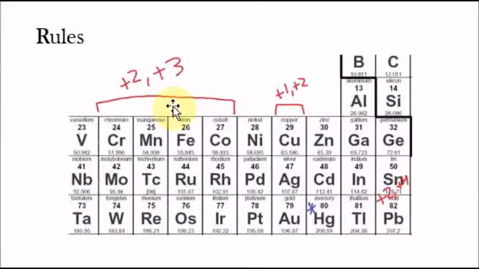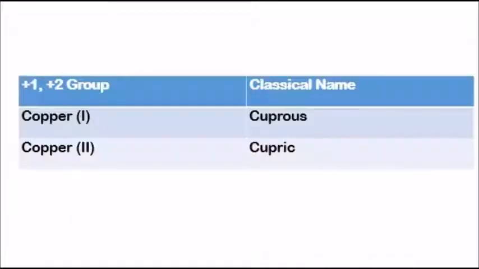That's the first group. Now for copper, copper in a compound can either have a +1 or a +2 oxidation state. So copper 1, the classical name is cuprous, and copper 2, the classical name is cupric.